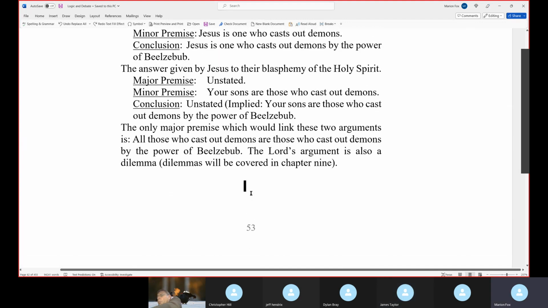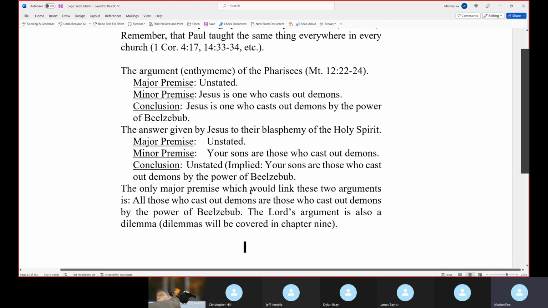Thank you. So right here now, we see how Jesus traps them. And they make this argument, and they get trapped by their own argument. Because when they take their major premise, it destroys them.